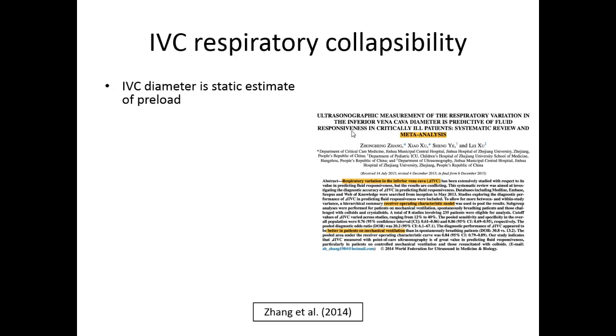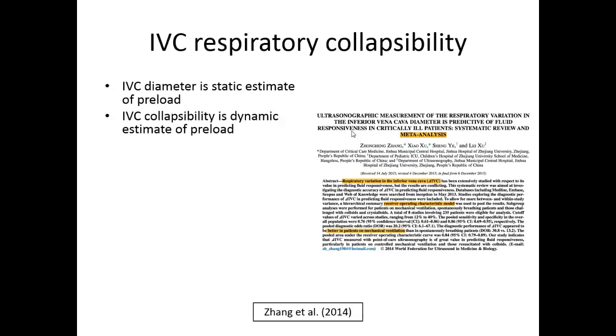So IVC ultrasound, I think, is one of the techniques that we're most comfortable with. And IVC diameter, so we'll talk briefly about that. IVC diameter is very similar to CVP. It's a single number, and you say it's less than 1.9, less than 2, and so therefore I think the patient's fluid responsive. But these static variables have not borne out that well.